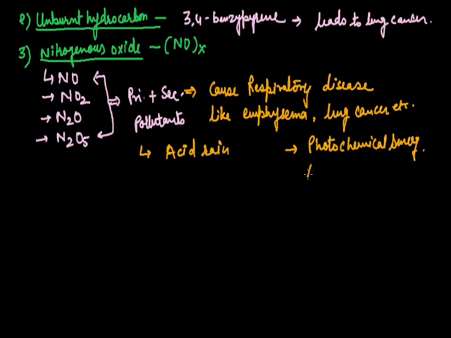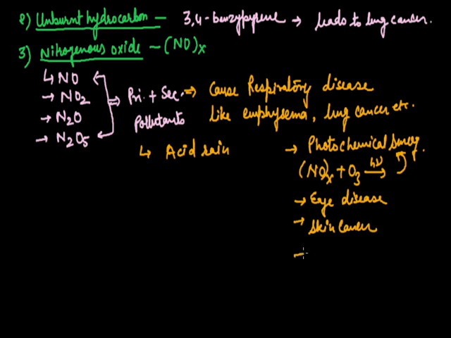When different nitrogenous oxides react with ozone in the presence of sunlight, they cause photochemical smoke, and the first effect is invisibility, later on different kinds of eye diseases, skin cancer, lung cancer, and different kinds of deformities.